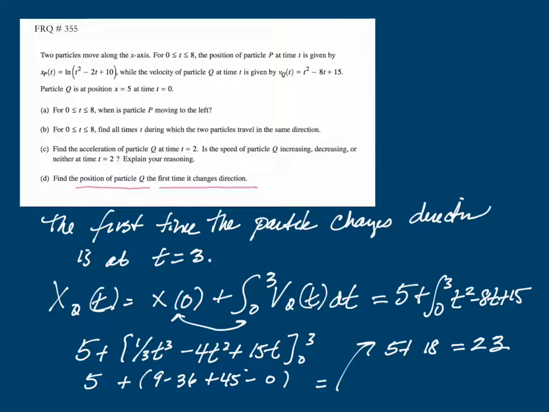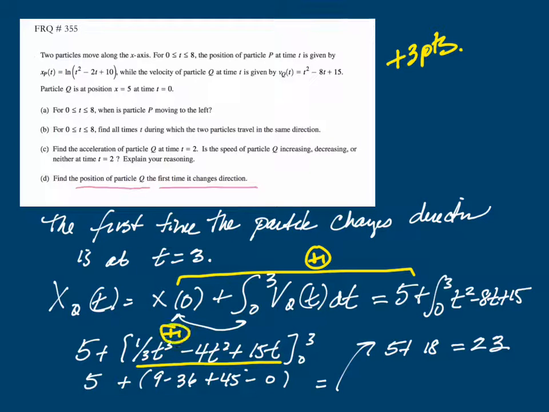So let's see where the points are for this. There are 3 points for this. You get 1 point for using the initial condition, either the 5 or the x naught, so x of 0. You get 1 point for the correct antiderivative, and you get 1 point for having the answer. So that is FRQ 355.